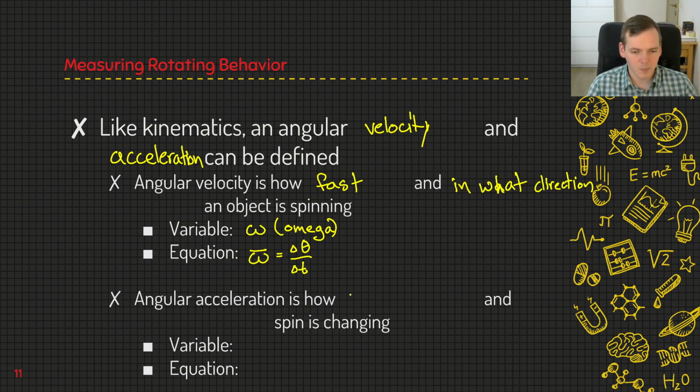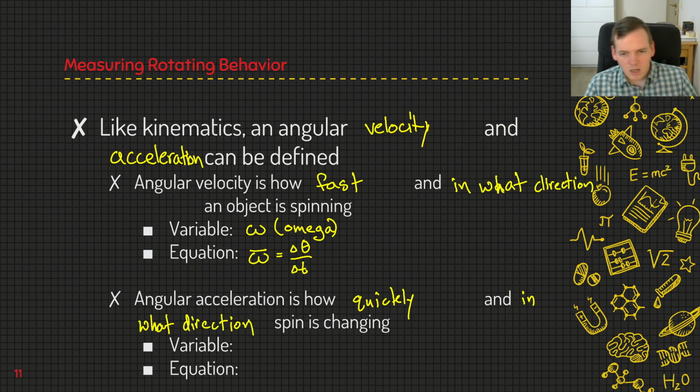Same idea here. Angular acceleration, on the other hand, is how quickly and in what direction that spin is changing. So if it's rotating more and more in one way and getting faster and faster, the description of how that's happening would be the angular acceleration. If it's rotating in one direction, but it's slowing down, then we know the angular acceleration is the other way.